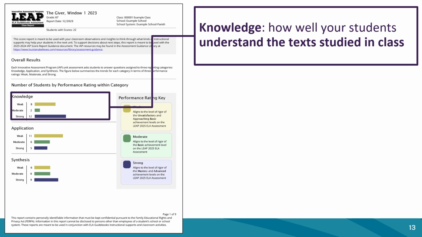First is knowledge, which is about how well your students understand the text studied in class. This category is based on a section of the assessments in which your students answered questions about the text read in class to show their understanding of key knowledge and skills taught in the unit.